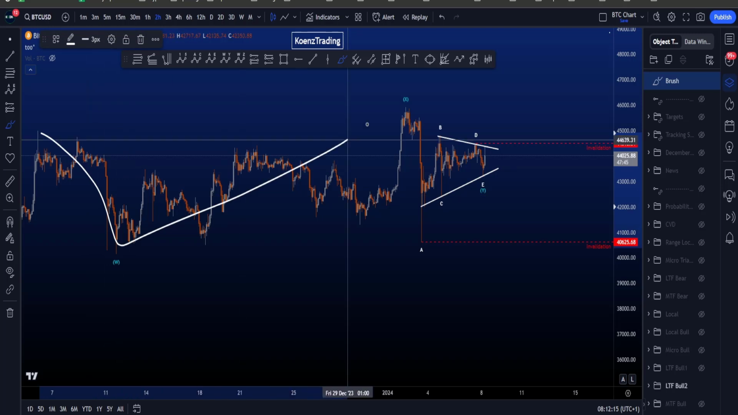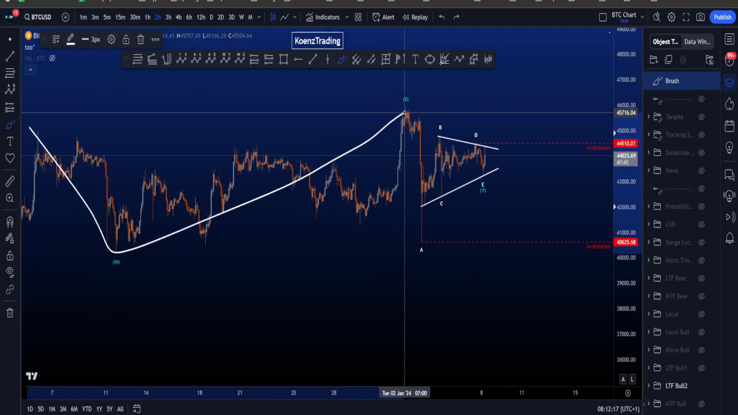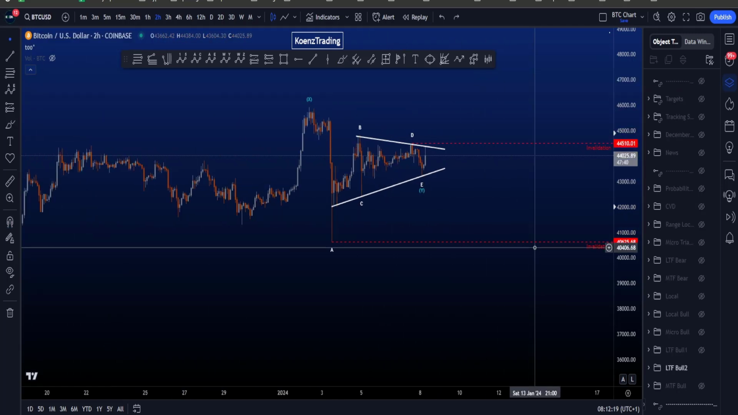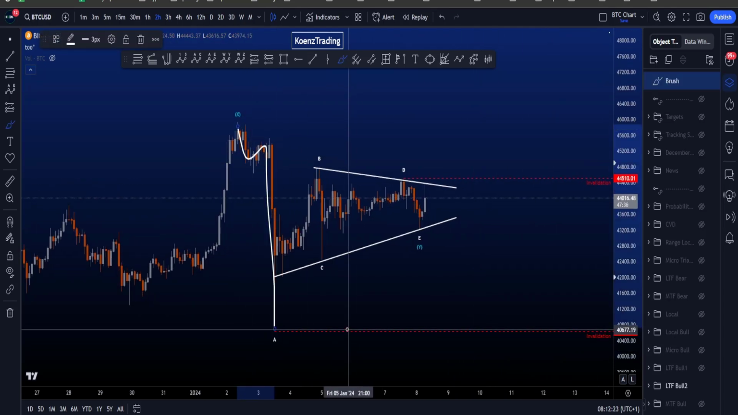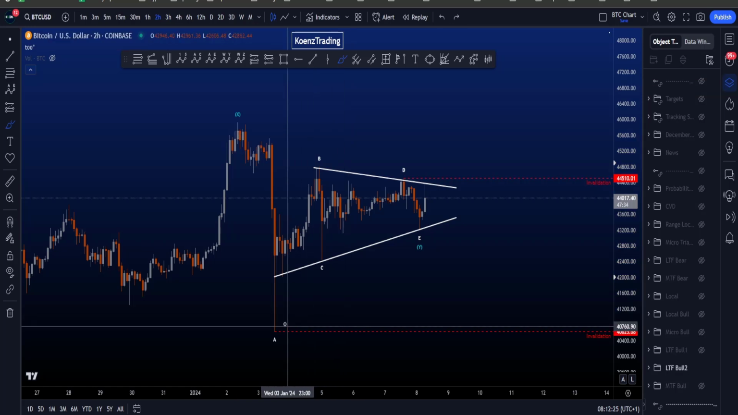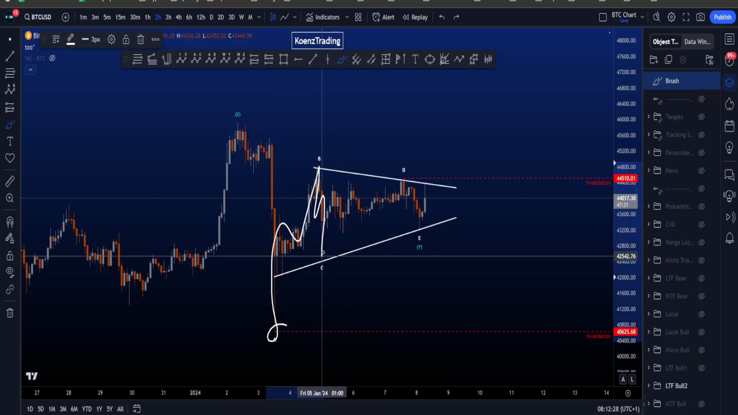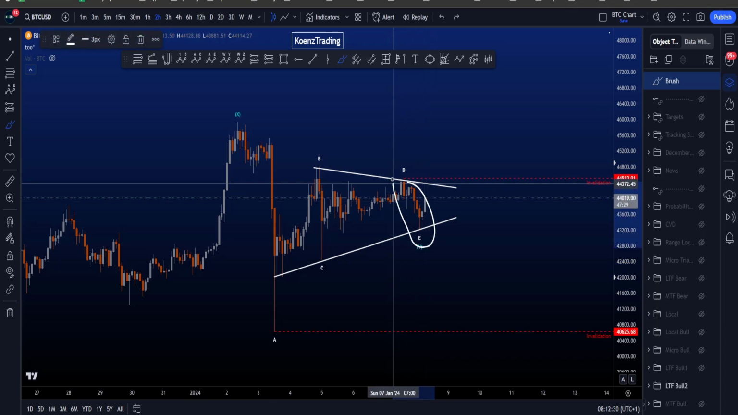If we then zoom in to this wave 4, we have a potential WXY scenario, where wave Y is finished in a WXY flat complex structure, Y being a triangle, where we have 5 waves sideways. All of the waves have to be zigzag structures, where you have wave A, B, C, D, and then this here is your wave E.